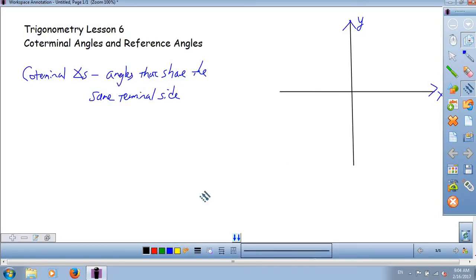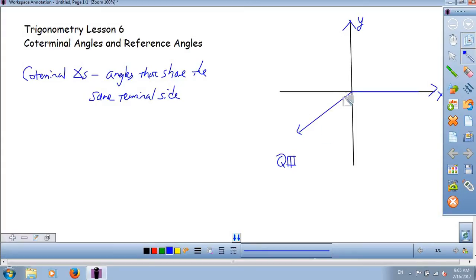So for example, let us go ahead and draw the initial side here. The initial side is always on the positive x-axis, and then we can rotate from the initial side. This will be our terminal side. Now notice our terminal side can be in quadrant 1, quadrant 2, quadrant 3, or quadrant 4, or it could be one of the quadrant angles. So let's say it ends up in quadrant 3 today. Okay, this is quadrant 3.